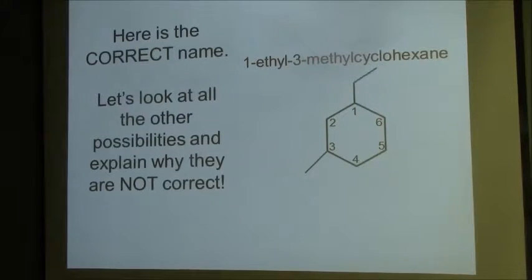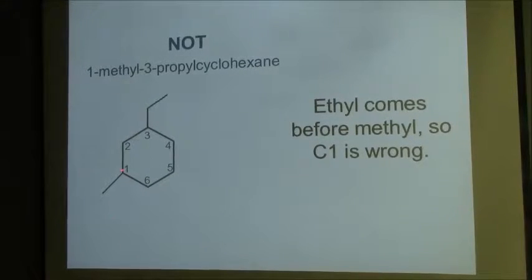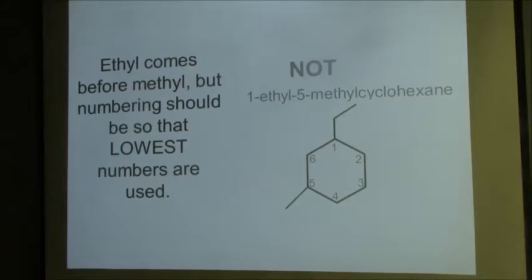Here are some of our other options. Let's make sure we understand why those options are not correct. We're not going to call it 1-methyl 3-propyl because number 1, that's not even a propyl group, that's an ethyl group. And number 2, again, E comes before M, so we would start numbering from here, not from here. And then if we did identify this as carbon number 1, we don't number clockwise because that would make it 1-ethyl 5-methyl. Right? And it shouldn't be 1,5, it should be 1,3. So my final correct answer is 1-ethyl 3-methylcyclohexane.